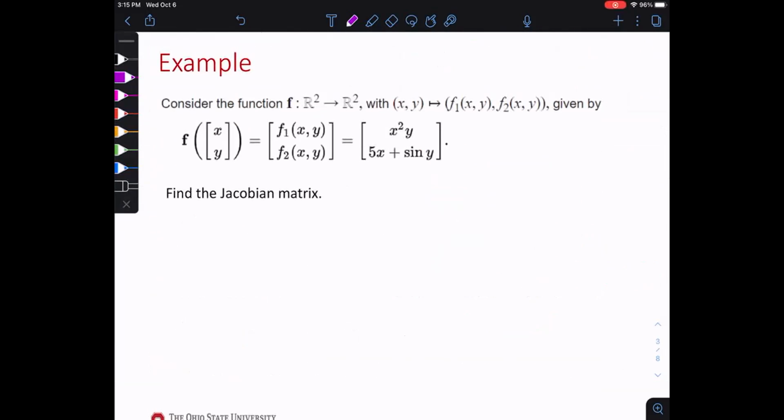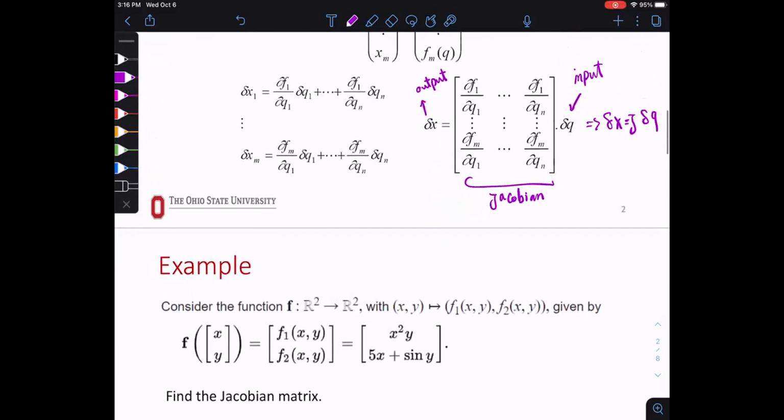So for example, you have a function f from R2 to R2, so two inputs and two outputs, so a multi-input, multi-output system, right? You could have those. So the output here is two sub-functions, f1 and f2. So f of x and y is f1 of x and y and f2 of x and y. What is f1? x squared y, and f2 is 5x plus sine of y, right? It's just random functions. Find the Jacobian matrix. You can use that definition and try to find the Jacobian matrix.